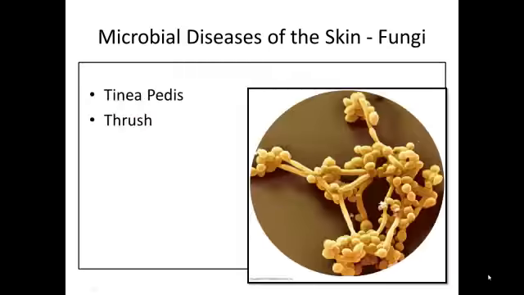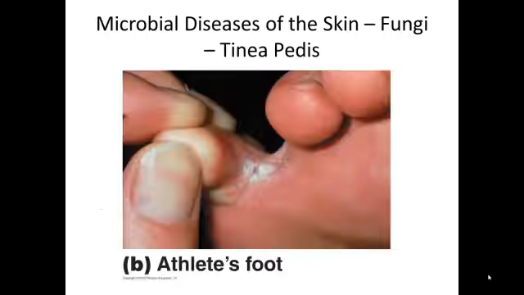Now we're going to talk about fungal infections of the skin. First, we're going to talk about Tinea pedis, and then we're going to talk about thrush. Tinea pedis is a fancy term for athlete's foot. Basically, you get a fungus living in your epidermis. Basically, they eat those keratinized skin layers. They're one of the few organisms that can. But because you get an immune response, then you get the classic signs and symptoms of athlete's foot.